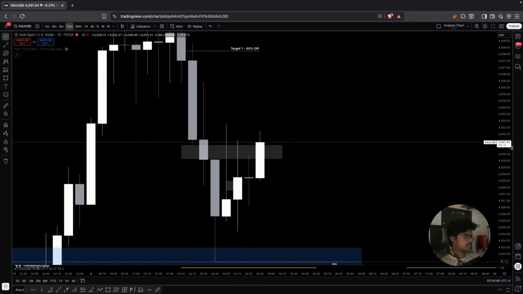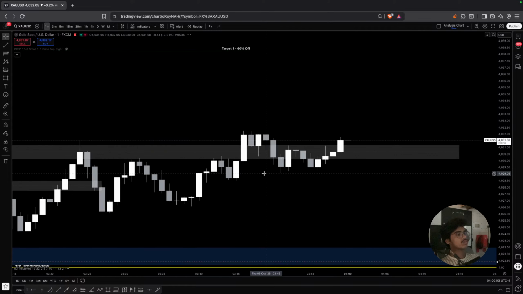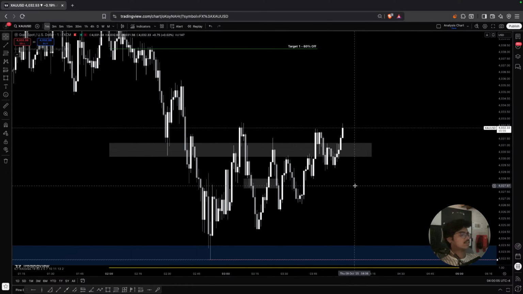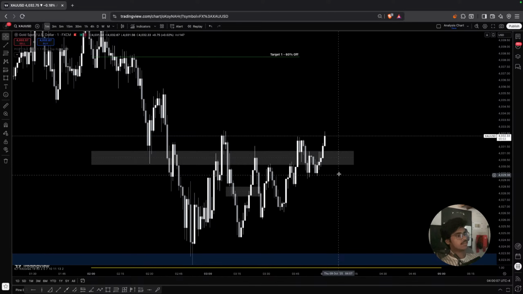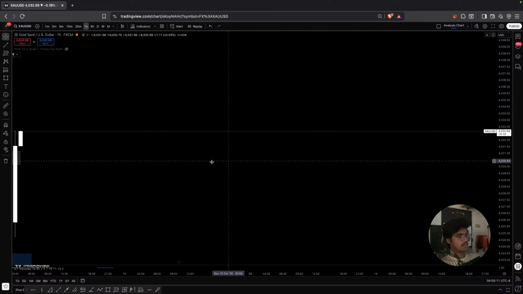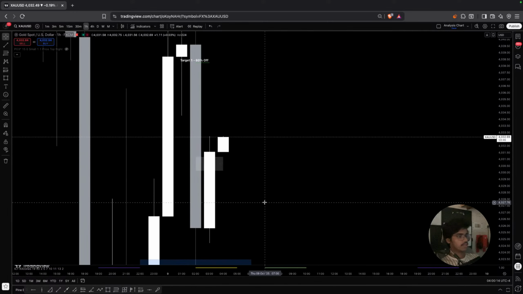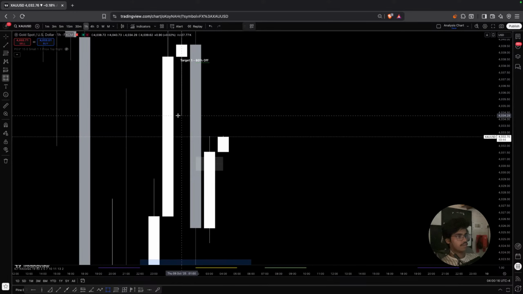19 minutes, 14, 12, 11, 10, 9, 7, 5, 4, 1. It's closed. I don't see a really good setup in this one. Okay, let's wait for the 1 hour, because that fair value gap has been chopped so many times. The 1 hour fair value gap is there.